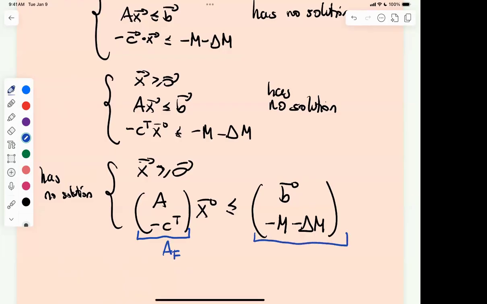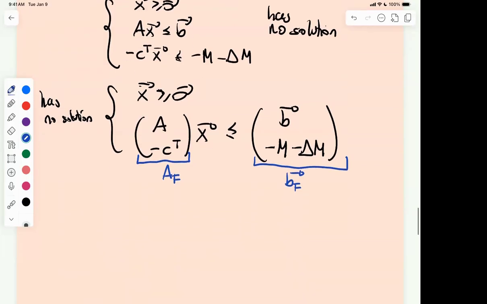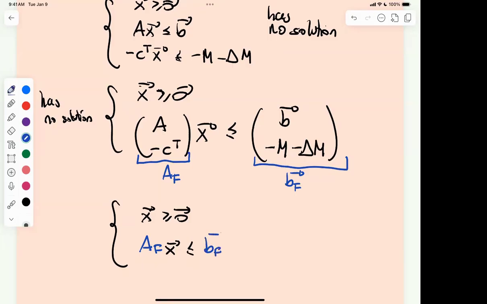And this is exactly the same vector as before, but you added an extra entry at the bottom for the value of the max with some error term. So let's call this BF, for Farkas. Okay. And now finally, this does look exactly the same as the thing that I wrote earlier with Farkas lemma. It's just that I'm putting this F at the end of the name of each vector. So this has no solution.